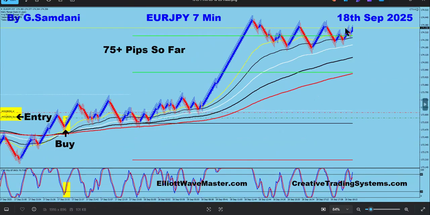Okay, so on the 18th, euro yen, 75 pip from the 7-minute chart, beautiful entry. Right, bearish, all of a sudden it became bullish, entry, entry, entry, entry, entry, and gone.